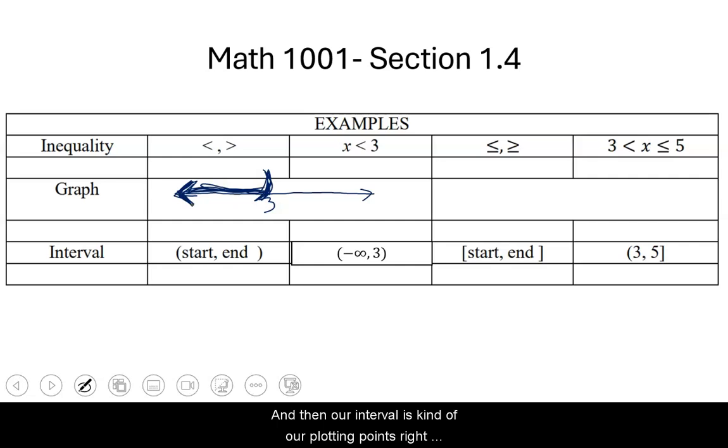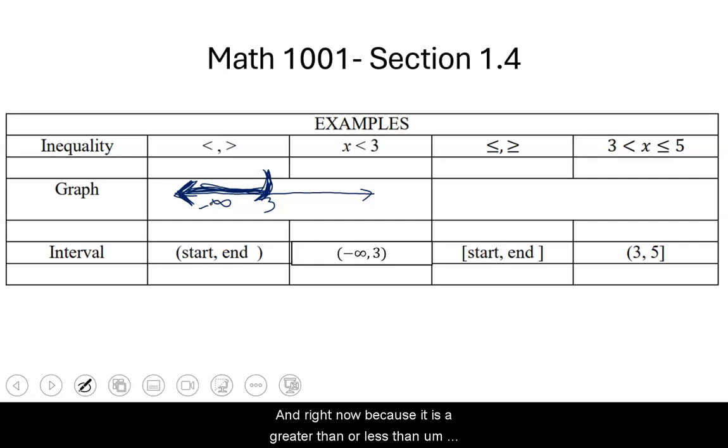And then our interval is kind of our plotting points, right? You remember this in geometry, with the parentheses and the two numbers inside separated by a comma. In this case, we only have one endpoint, the 3, but the shading is going forever towards negative infinity. So it's going forever and ever towards those negatives. For the interval, you always list the start point and end point, or the smallest, comma, largest number. Negative infinity is smaller than 3, so I'm going to list that first in my interval.